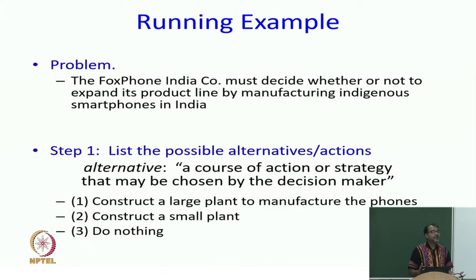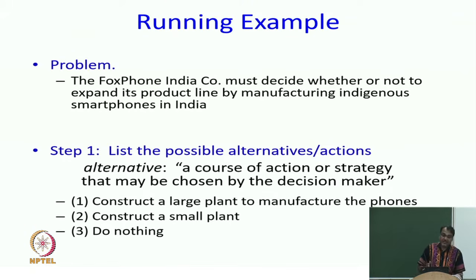The Foxphone India company, a company which manufactures phones, must decide whether or not to expand its product line, maybe it only makes these feature phones, by manufacturing indigenous smartphones in India. So, you have this company and you want to decide, should I start manufacturing smartphones now. Let us say you can take technology from somewhere and your job is to decide whether to manufacture or not to manufacture, and there are three alternatives that you can have.